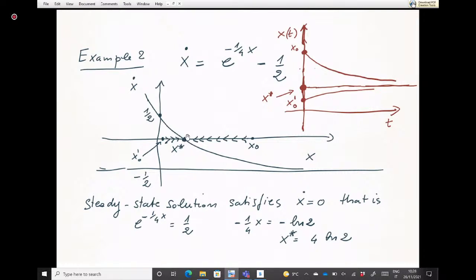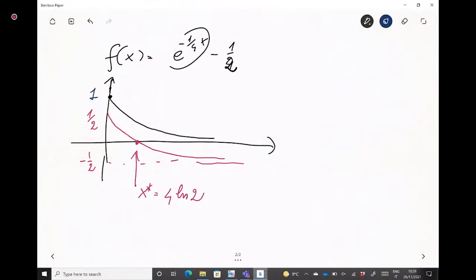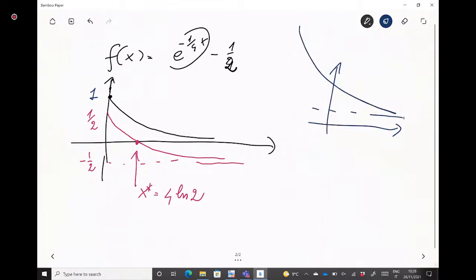Why? Because there are monotonically decreasing phase diagrams which do not have steady states. Look at this, for instance. This is monotonically decreasing, but if there's an asymptote here, it never intersects the axis, okay? So this doesn't have steady states. But if it is monotonically decreasing and it crosses the x-axis, this steady state is unique and globally stable. It's clear from the graph. So the problem of not having global stability, only local stability, arises when we have multiple steady states and non-monotonic phase diagrams.